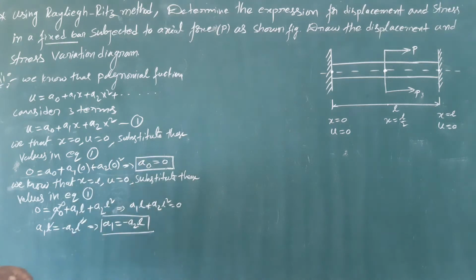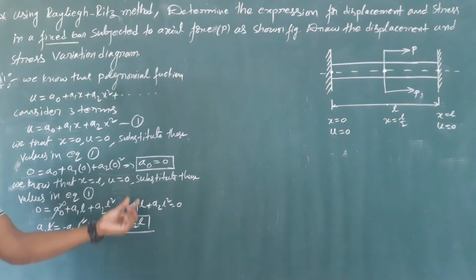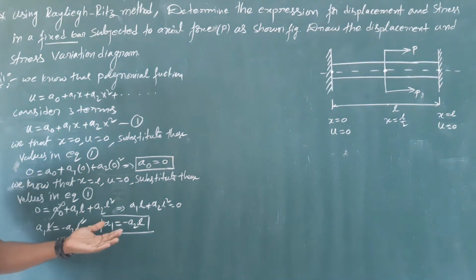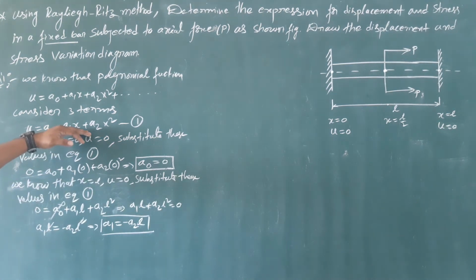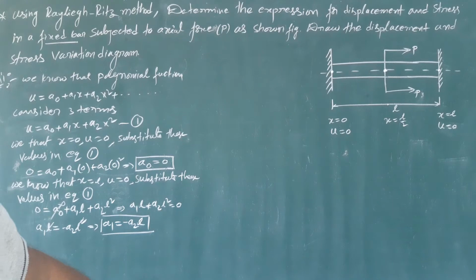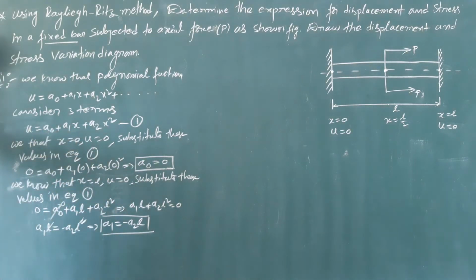Substitute all those values in equation u, then we will get u. So a0, a1, a2 are the Rayleigh-Ritz parameters. Substitute a0, a1, a2 in this equation, and we will get the displacement equation.